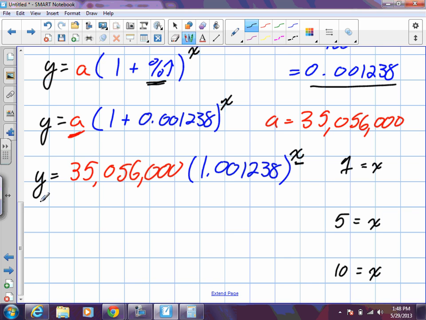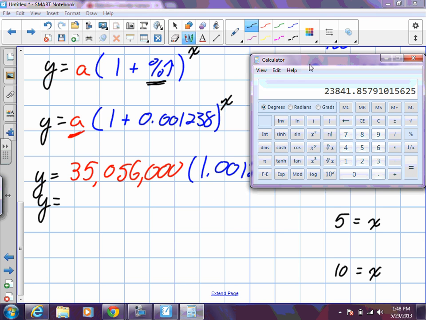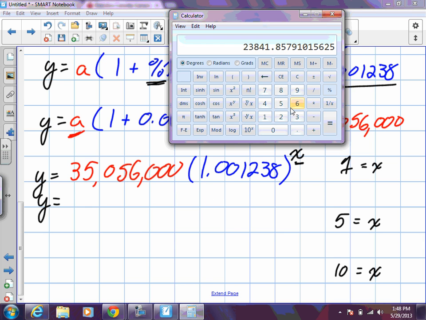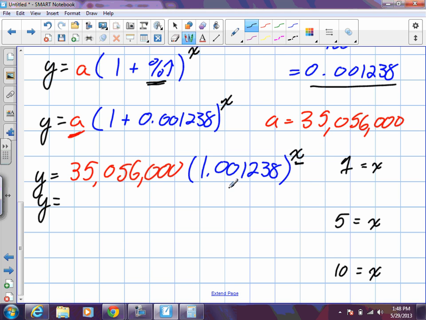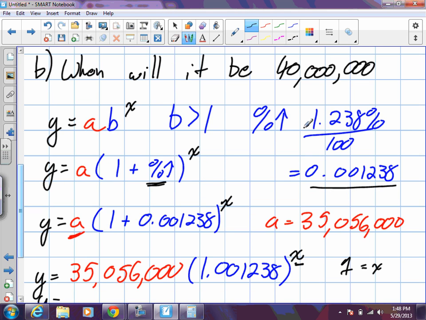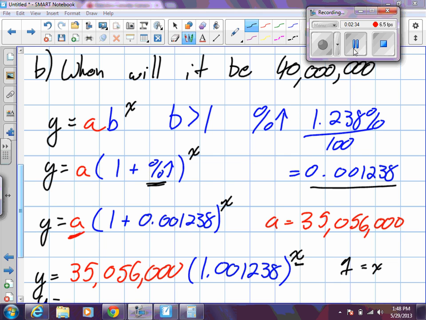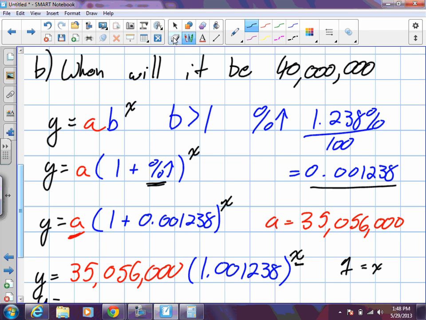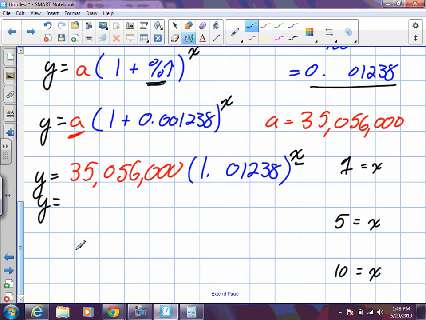So, for the first one, we'll plug these numbers into our calculator. Let me double check. Sorry, I made a slight error here. There should only be one 0 here. Thank you. Okay. So we're going to put this into our calculator.